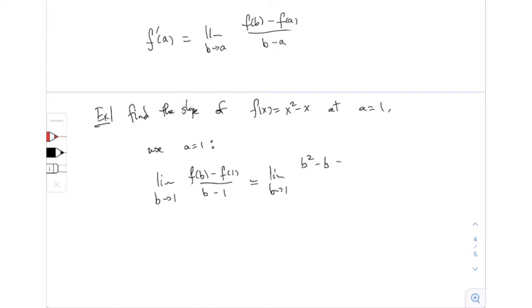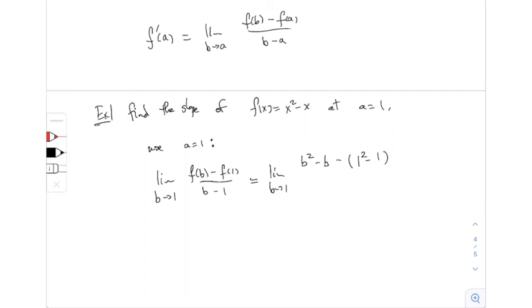0. I think I heard a whisper in the wind. It's 0. Yeah. F of 1 means you go here and you plug 1 into the function. 1 squared minus 1 is 0. Okay, and then on the bottom, b minus 1. So this really says the limit as b goes to 1 of b squared minus b over b minus 1, right?